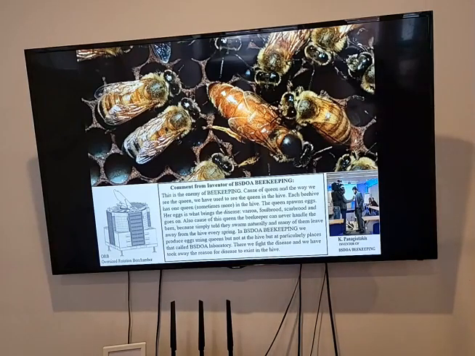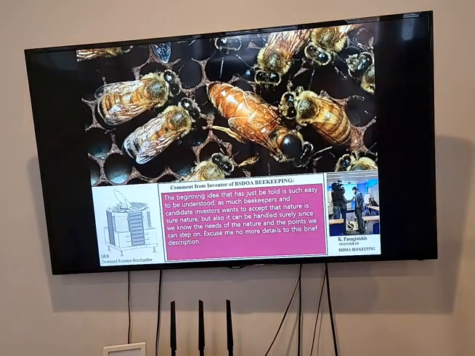If you understood, okay. The beginning idea that has just been told is easy to be understood, as many beekeepers and candidate investors want to accept that nature is surely nature, but it can also be handled since we know the needs of nature and the points we can step on. Excuse me, no more details for this brief description. English is enough.